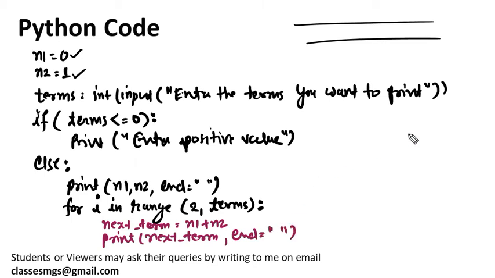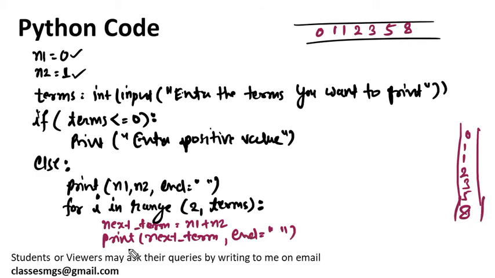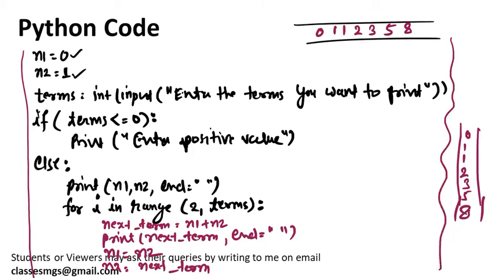If you don't put it, then the output will be like this, 0 1 1 2 3 5. If you put the end equals to blank, then output will be like this, 1 1 2 3 5 8, like this. So remember this, because a new line will be inserted each time after the print execution. Now n1 will become the n2, and n2 will become the next term. Okay, and this is the logic. So this is the complete program to print the Fibonacci series up to n terms. So you will enter the terms, and this program will print the n terms of the Fibonacci series.